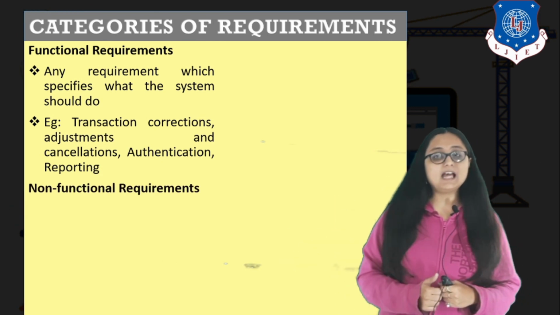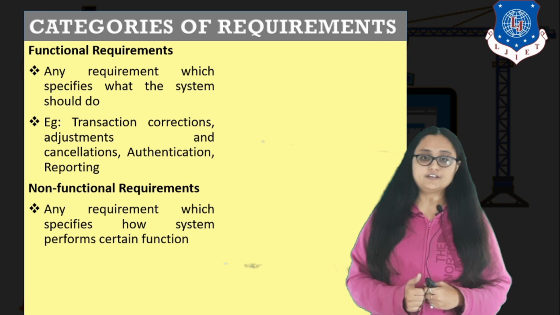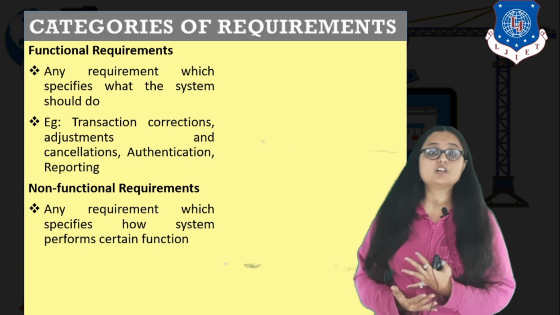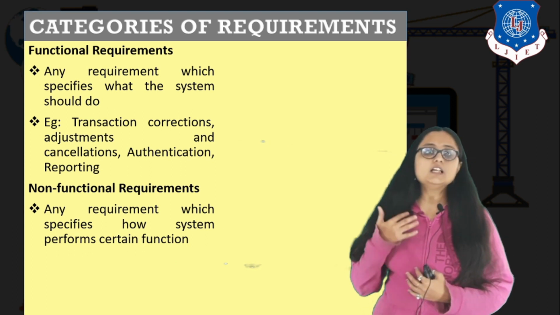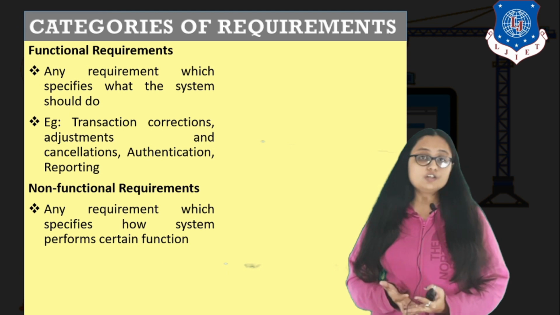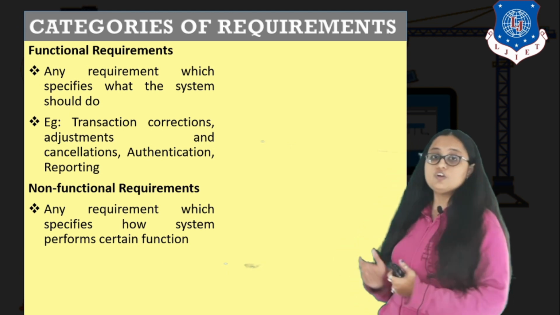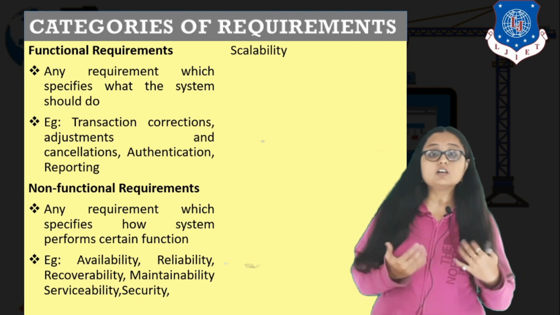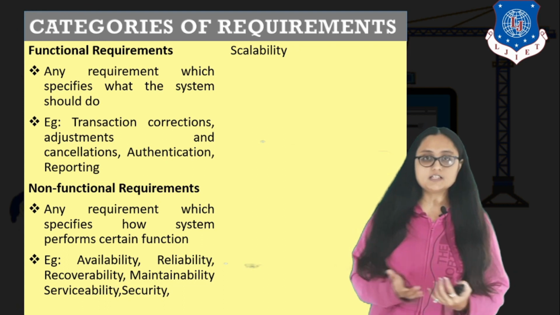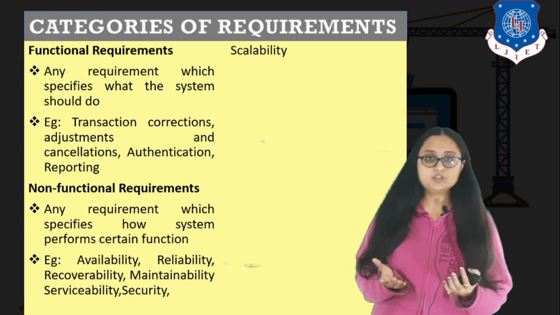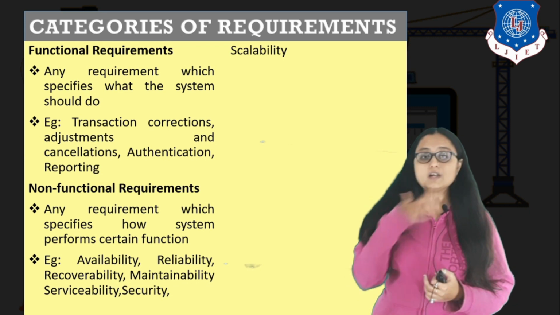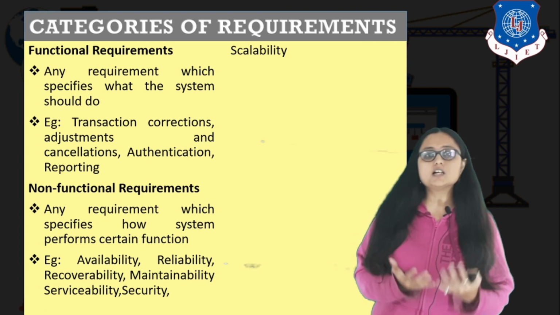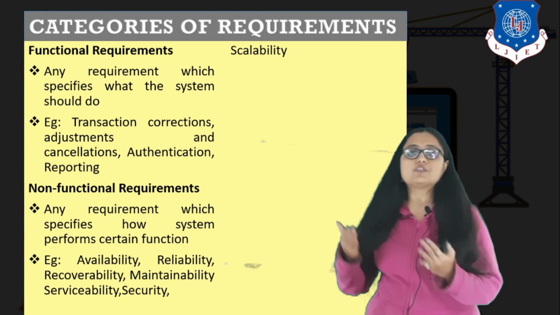Now the next category of requirement is non-functional requirement. Any requirement which specifies how the system performs a certain function. Basically all the quality attributes related to your software product come under non-functional requirement. Examples: availability, reliability, recoverability, maintainability, serviceability, security, etc. These are the quality attributes related to your software project, and they depict how your system performs a particular function.